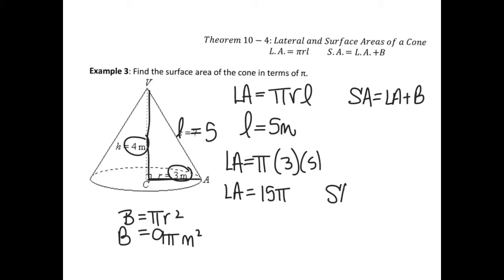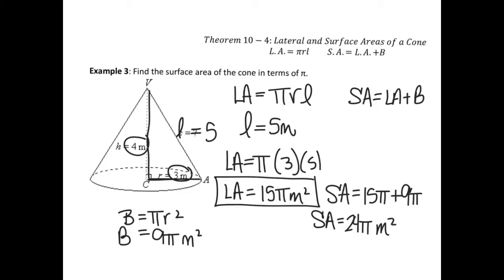My surface area is my lateral area, 15 pi, plus my base area, 9 pi. So my surface area is 24 pi meters squared. I would always leave the answers to surface area of cones and cylinders in terms of pi. It just makes your life easier.